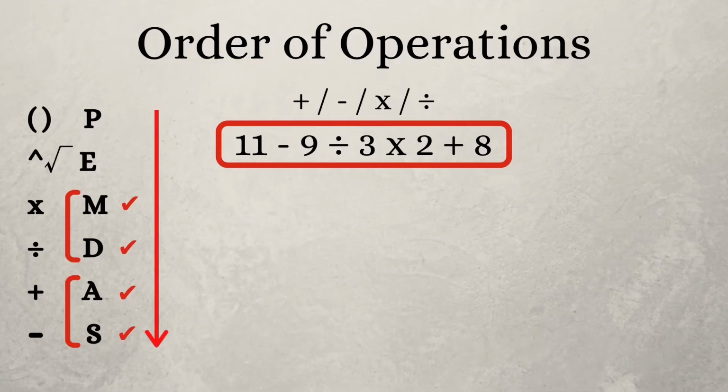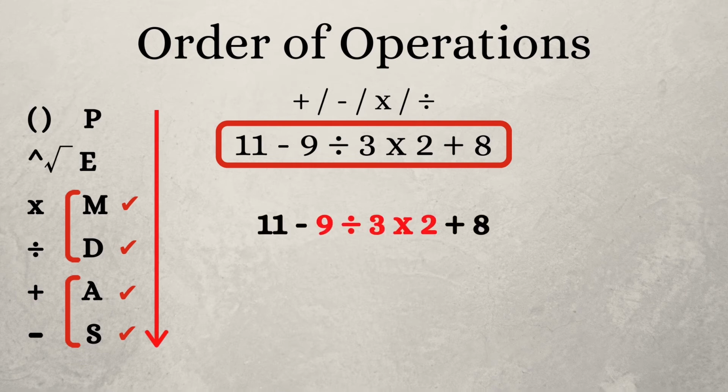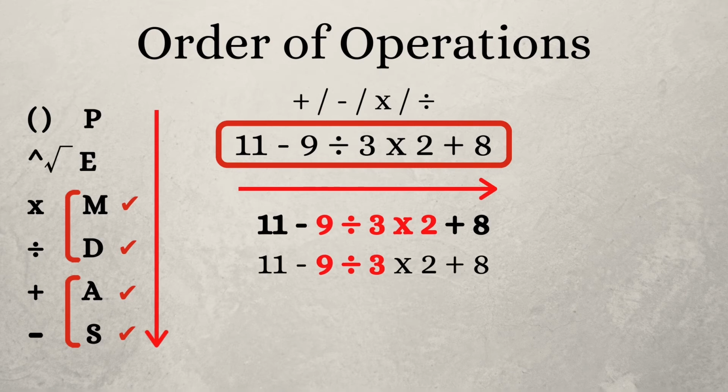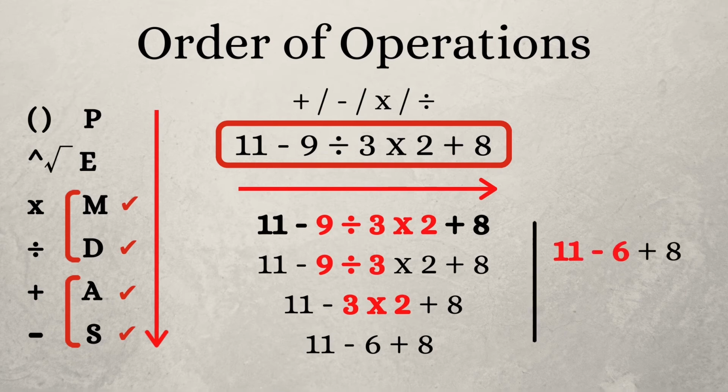Now let's move on to the next expression. Here again, we highlight the multiplication and division first. And we start computing from left to right. So 9 divided by 3 is done first to give us the answer 3, which is then multiplied by 2 to give us 6. Now we get the expression 11 minus 6 plus 8. So this again should be computed from left to right. So 11 minus 6 is done first to give us the answer 5, which is then added to 8 to give us the final answer of 13.